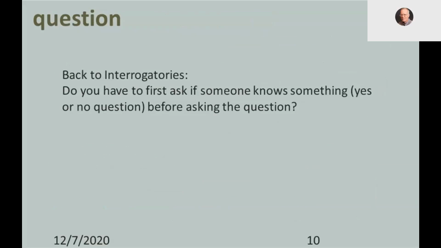I'm going to ask you a question back to interrogatories. Do you have to, and if you're listening by recording, write down in your own notes what you think. Do you first have to ask if someone knows something before asking the question? One of my examples was some lawyers like to type out, were there any witnesses? If so, please give the following information for each witness. You know, name, address, and other contact information. Do we really even have to ask that?